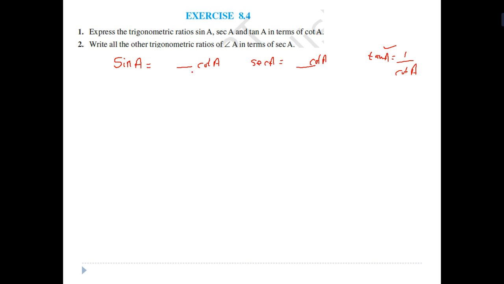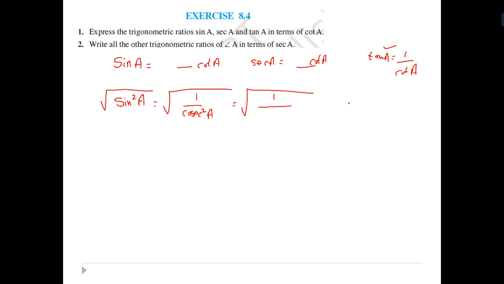Sin A we have to convert into cot A. So instead of sin, I have to write sin square A under the root, because when the square comes out of the root we get sin A. Now sin A means what? 1 upon cosec A, because the inverse of sin is 1 upon cosec.